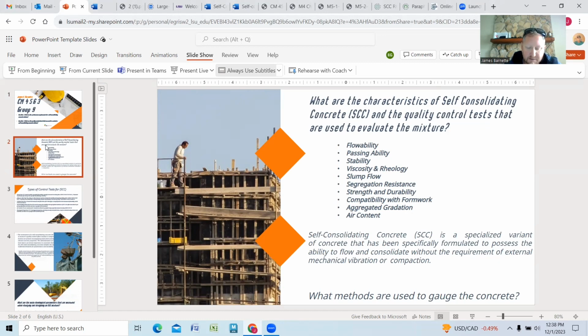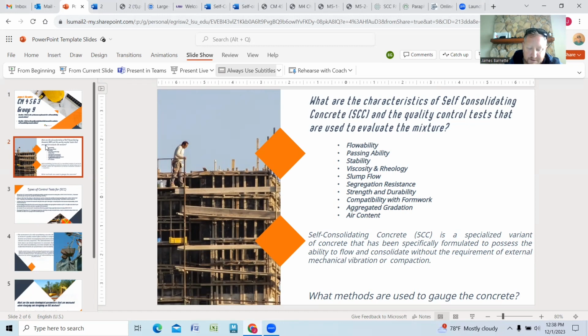Then we have passing ability. The SCC should possess an important level of passing ability, enabling it to navigate congested areas without experiencing segregation, thereby facilitating smooth flow. This aspect is of utmost importance in scenarios where intricate and heavily fortified constructions are implicated. Stability. Although self-consolidating concrete exhibits excellent flowability, it is crucial for it to maintain its stability and avoid excessive segregation or bleeding during the placement in its fresh form.